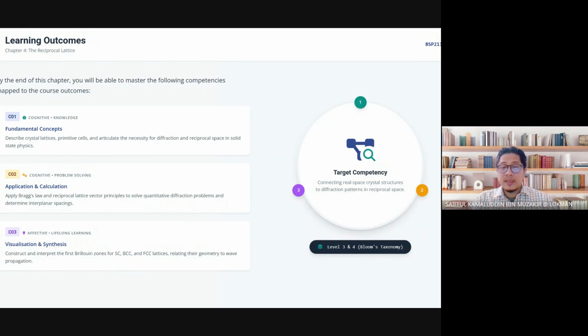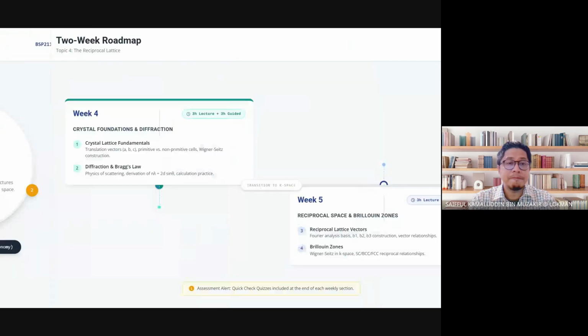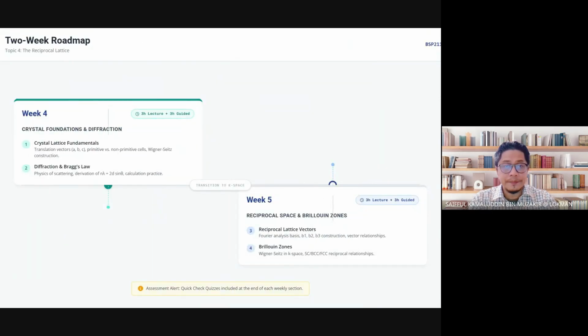And throughout the lecture, keep asking yourself, am I only following the formula, or do I actually understand the physical meaning behind the concept? Okay, keep on asking yourself. And this topic is originally planned across 2 weeks, but I think we need to squeeze it into 1 week only.